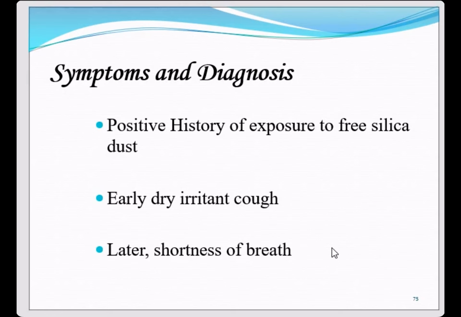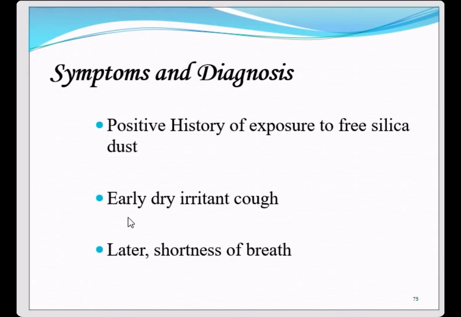So how to diagnose a silicosis patient? We need three different things. The first one is a positive history of exposure to free silica dust. Do the investigation: ask the patient his job and his occupational exposure to silica dust. And go to the working place to measure the silica dust, to make sure of the concentration of the silica dust in the working place.